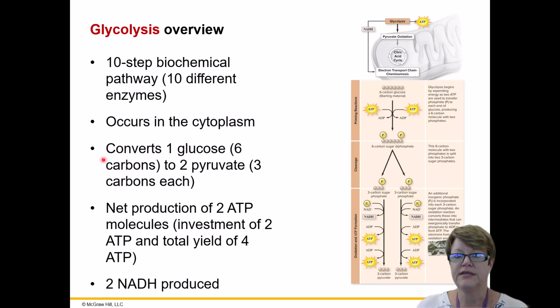And ultimately, you're going to start with one glucose. So glycolysis converts one glucose into two molecules called pyruvate. Each glucose contains 6 carbons. It's a 6-carbon sugar. And the two pyruvates each have 3 carbons. So really what's happening in glycolysis is glucose is being broken into 2 pieces. So it's the first part of aerobic respiration. It's not all of it, but it's the first part.